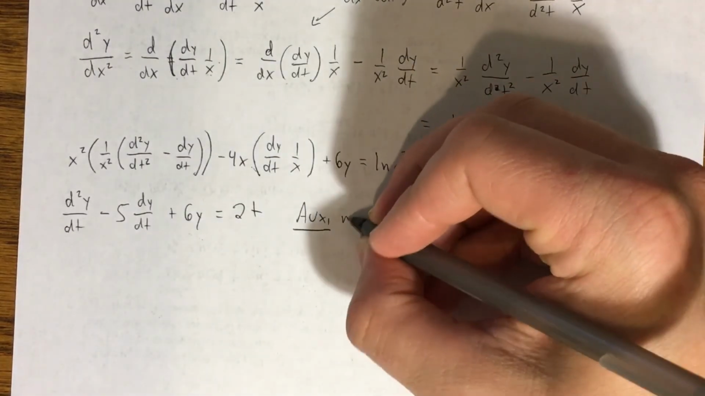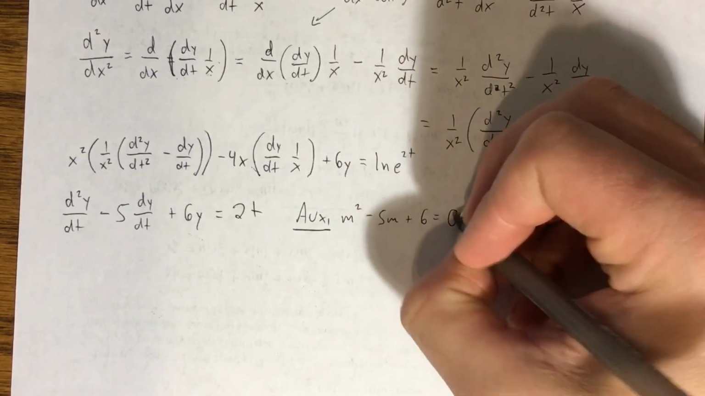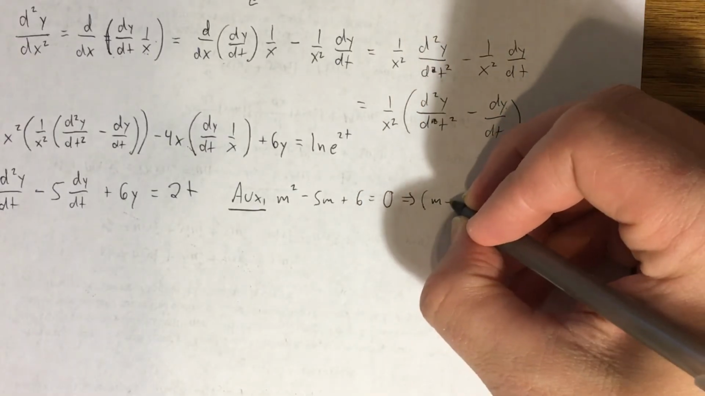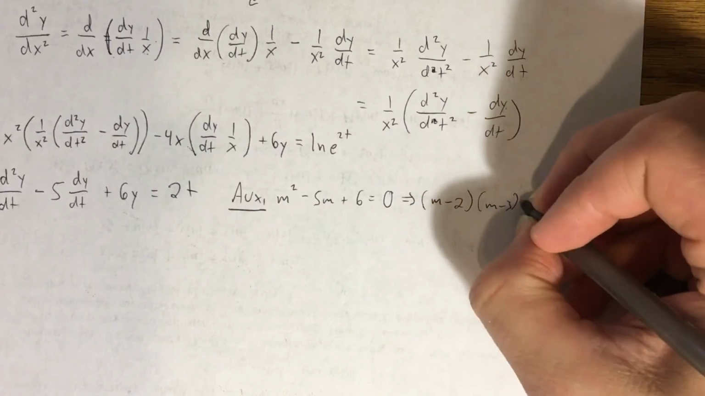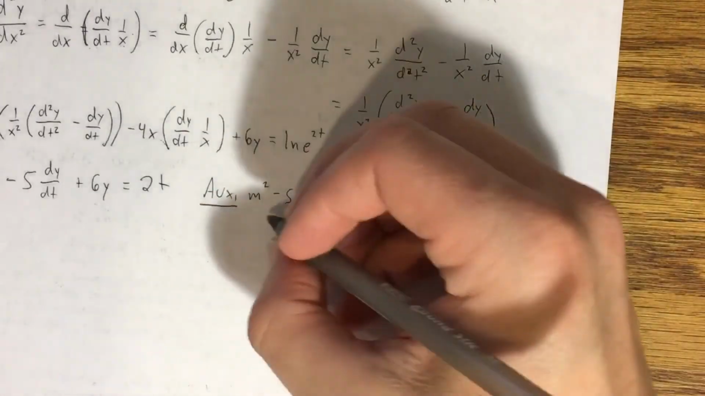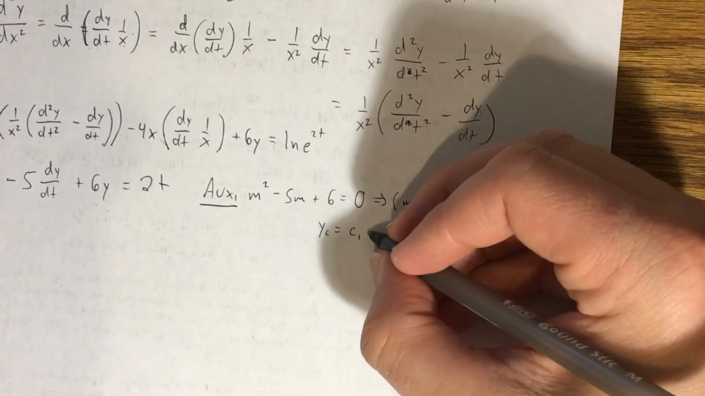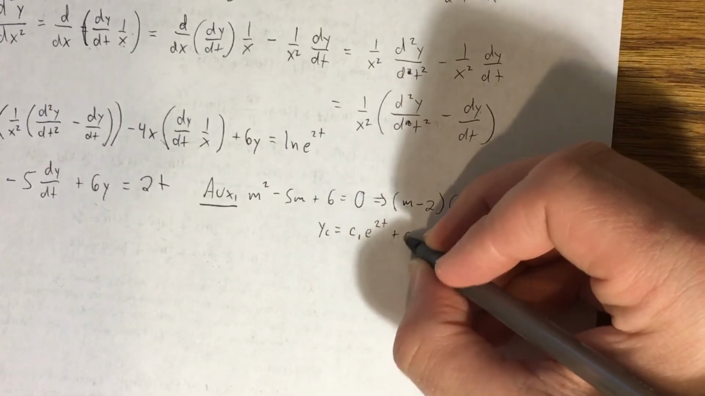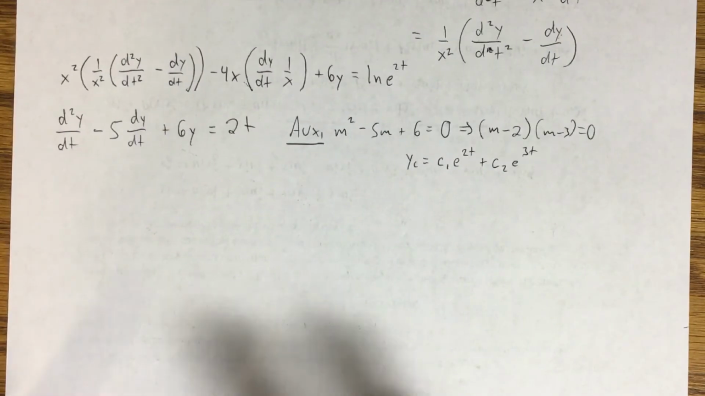My auxiliary equation is m squared minus 5m plus 6 equals 0, or m minus 2 times m minus 3 equals 0. And from that, I'm going to get the complementary solution, yc equals c1 e to the 2t. Remember, we're dealing with t's here, not x's. Plus c2 e to the 3t. Okay, very quickly was able to get that.